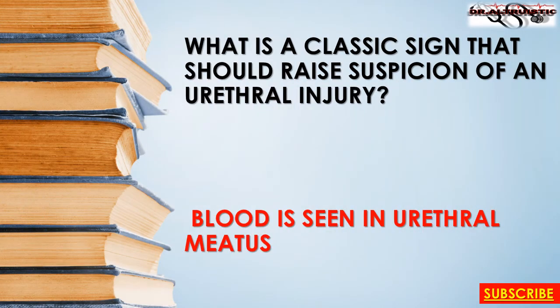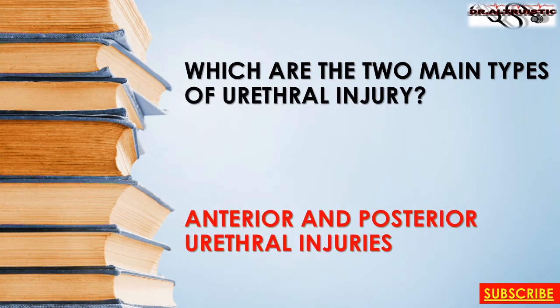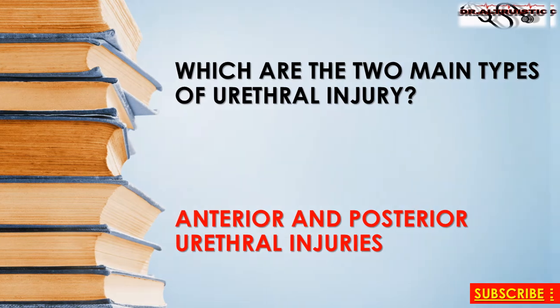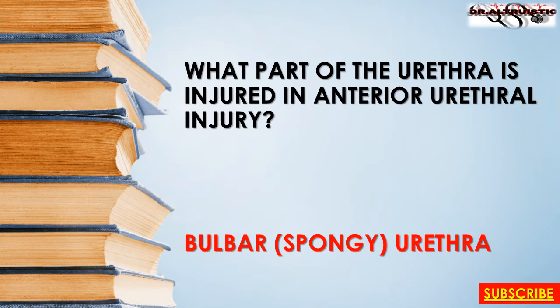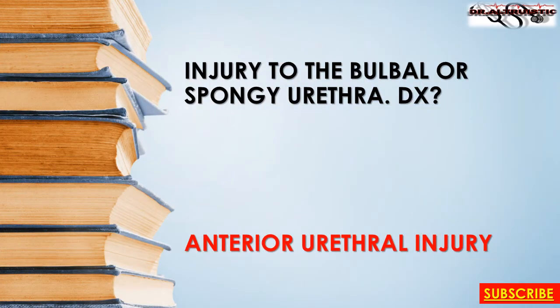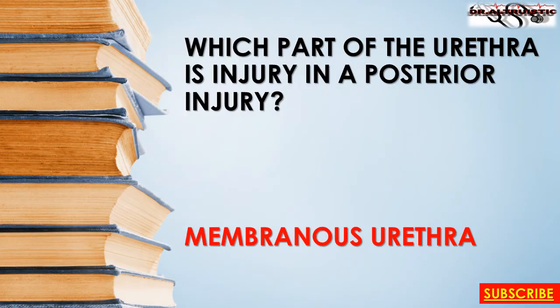What is a classic sign that should raise suspicion of a urethral injury? Blood is seen in the urethral meatus. Which are the two main types of urethral injury? Anterior and posterior urethral injuries. What part of the urethra is injured in anterior urethral injury? Bulbar, spongy urethra. Injury to the bulbar or spongy urethra is diagnosed as anterior urethral injury. Which part of the urethra is injured in a posterior injury? Membranous urethra.